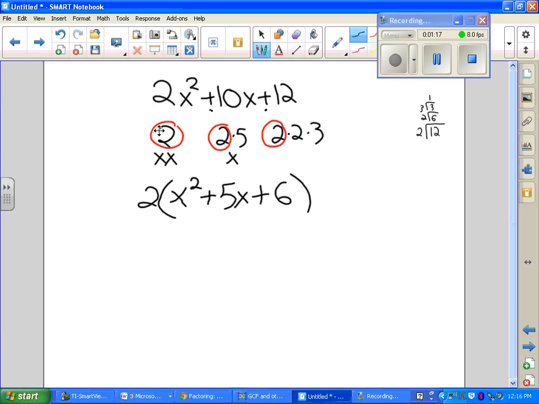So that was about 2 weeks ago we did that, and at that point you'd be done. But you're not done with this problem yet. You still have to factor the x squared plus 5x plus 6. So hold on to this 2.